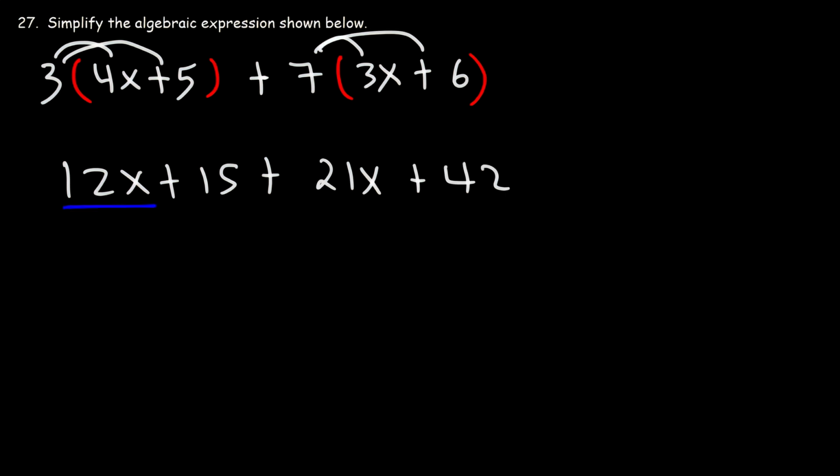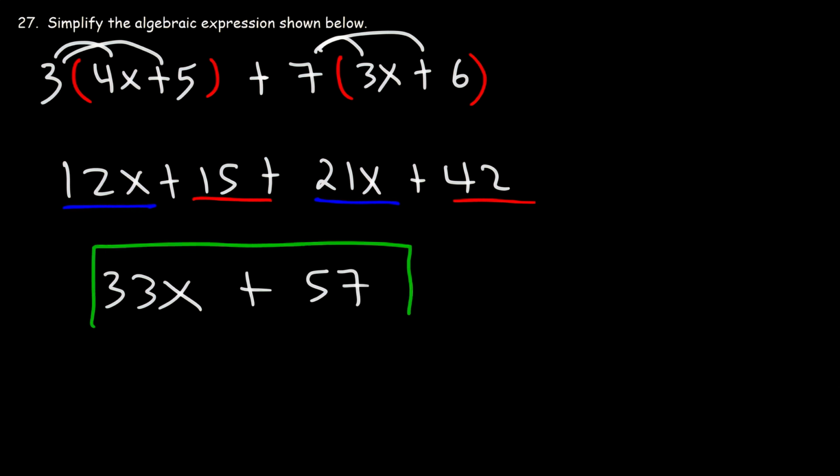Next, we need to combine like terms. 12 plus 21 is 33. And then we could combine these two. 15 plus 42, that's going to be 57. So the final answer is 33x plus 57.